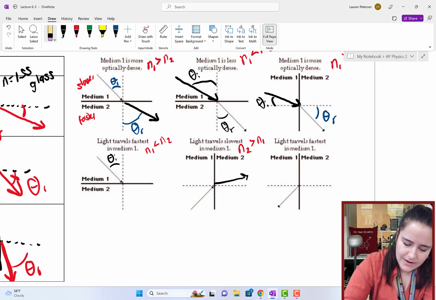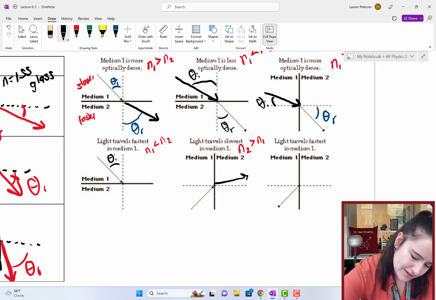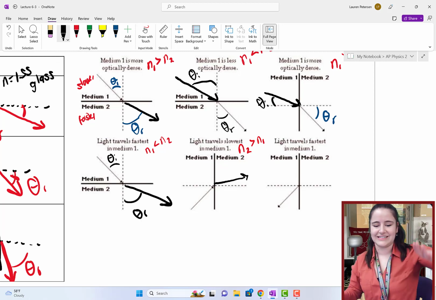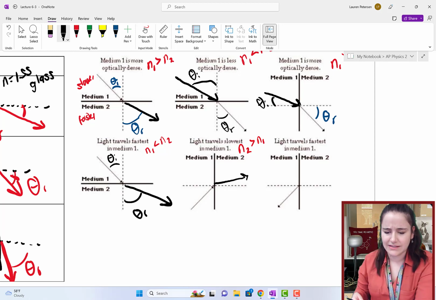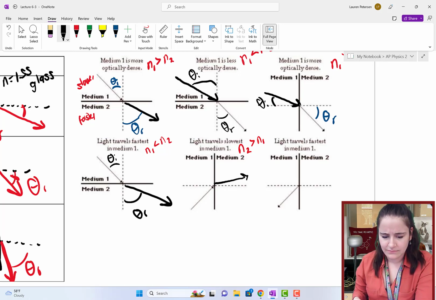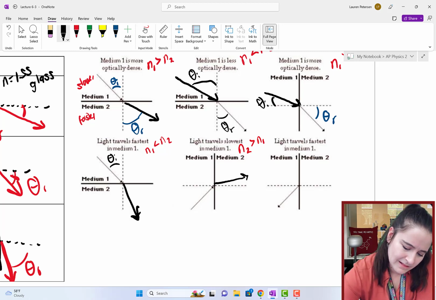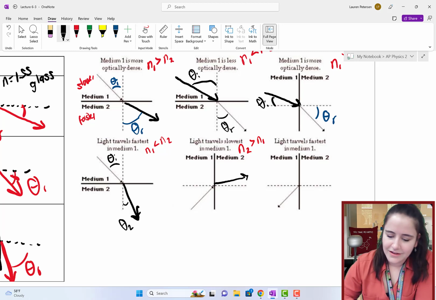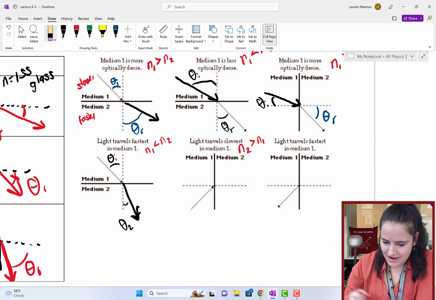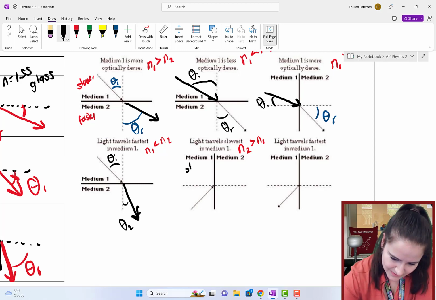This one was the one. I was like, wait a minute. Okay, that's off. This one was the one I was off on. It bends away from the normal because it speeds up. No, fastest in medium 1. And it would be slowing down when it gets into medium 2. Okay, this was the one. In medium 1, that is where it's going slow. And then this is where it's going faster.